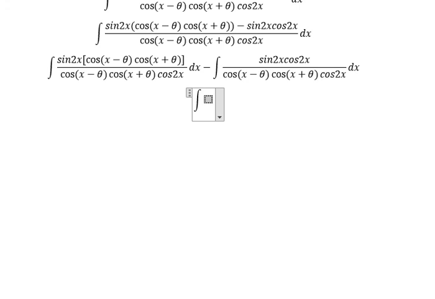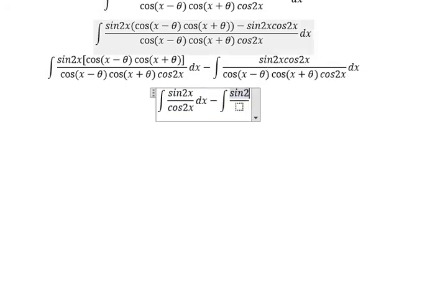sin 2x over cos 2x dx. On the right, we have cos 2x and we have cos 2x. We simplify together and you just got sin 2x over this one.